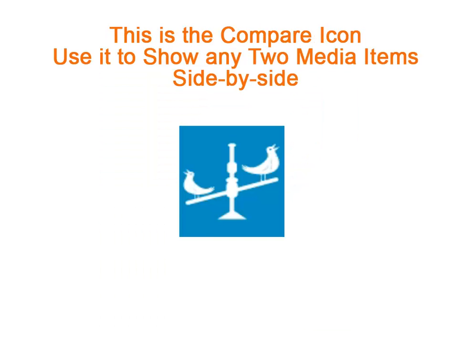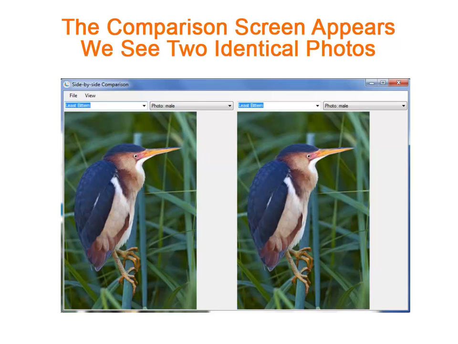Next is the Compare icon. You can use this to compare any 2 species and show photos or range maps side by side. This is an extremely helpful part of this birding software. When the side-by-side comparison screen appears, we see 2 identical photos.